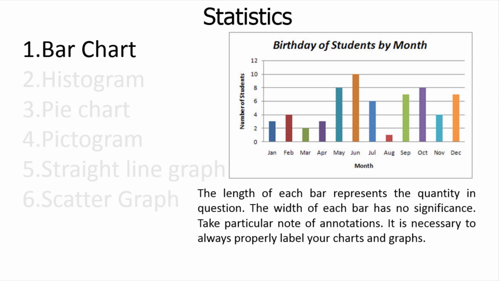And from our chart, we can see that in the month of June, we have more celebrants of birthdays, with about 10 people celebrating their birthday in that month. And the least month, where we have just one person celebrating his or her birthday, is August.